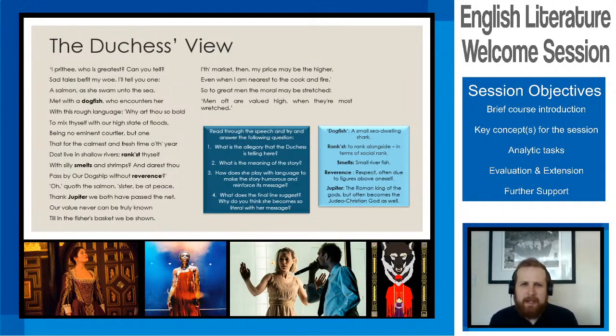So the questions I've asked you here are: what is the allegory that the Duchess is telling? What is the meaning of the story? How does this speech play with language and make the story humorous? How does that reinforce the message of the text itself? What do you think the final line suggests? Why do you think she becomes so literal with her message at the end there?